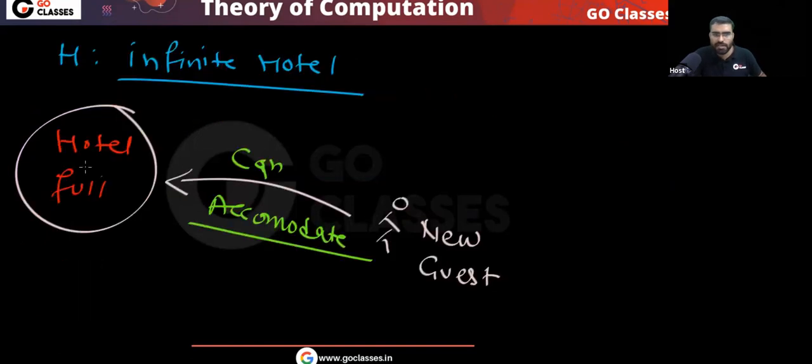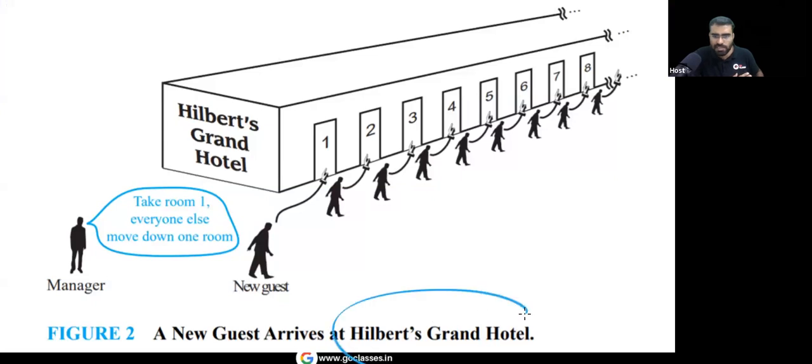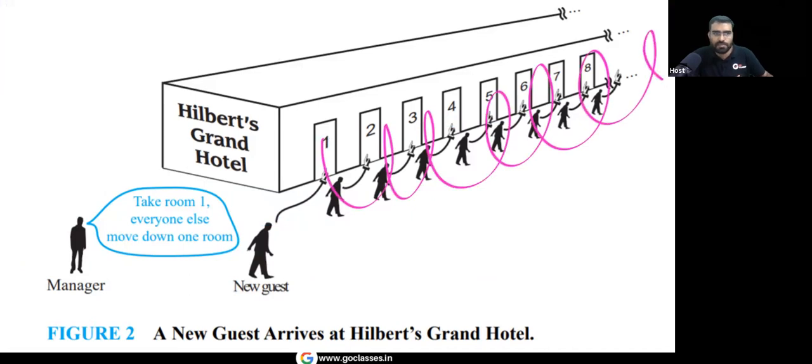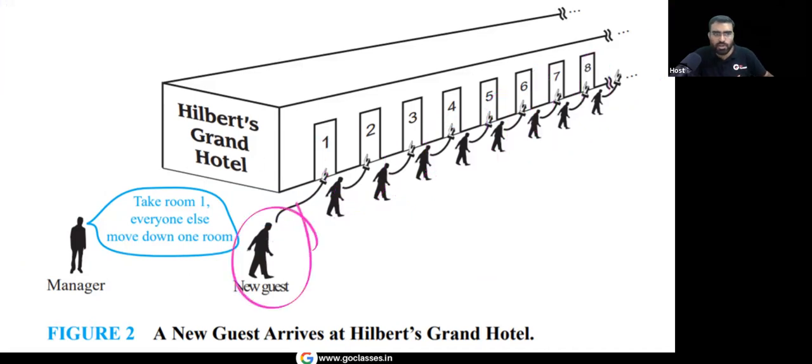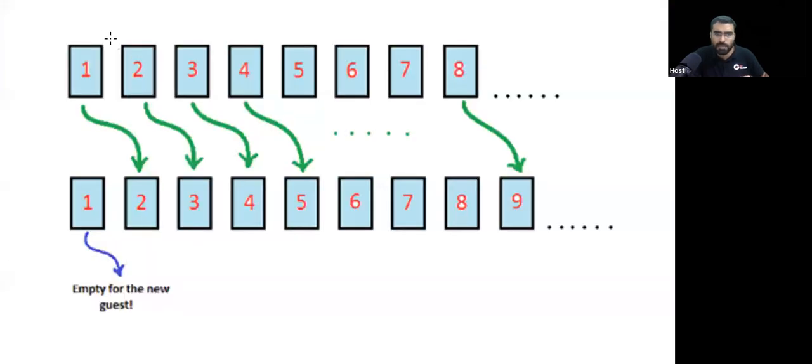So this is the idea. You can see that the hotel is full, but still you can accommodate a new guest. Very simple. This is Hilbert's Grand Hotel. This is an infinite hotel. A new guest is coming. So what will this manager do? He will shift. Then you can accommodate this new guest. I hope you understood.